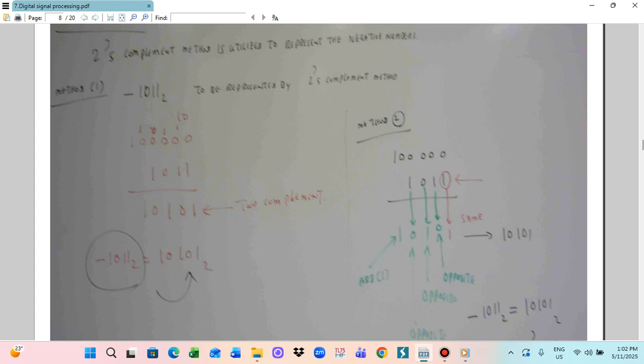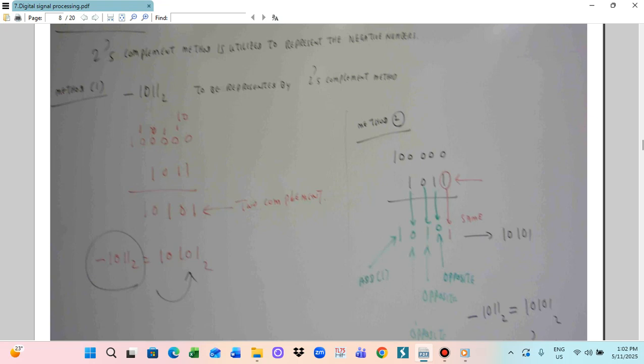And same here, you borrow the 10. 10 minus 1, you get the result 1. And since the 10 is borrowed, only 1 will be left. So this one and this one, you subtract, that will be 0. And here 0 and 0, subtract, 0. Here 1: when you give the borrow, only the 10 is left. So 10 minus 1 will be 1. So you get 1001.